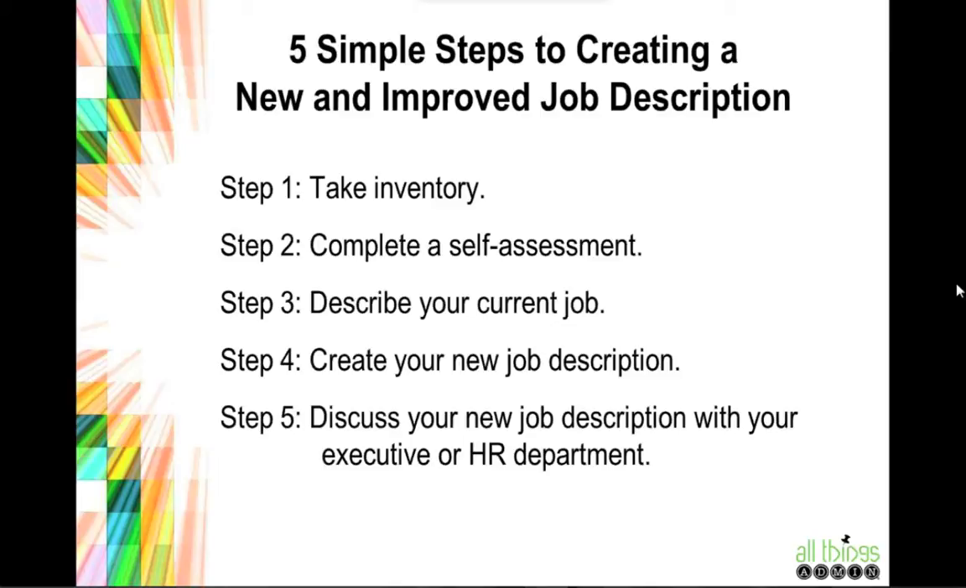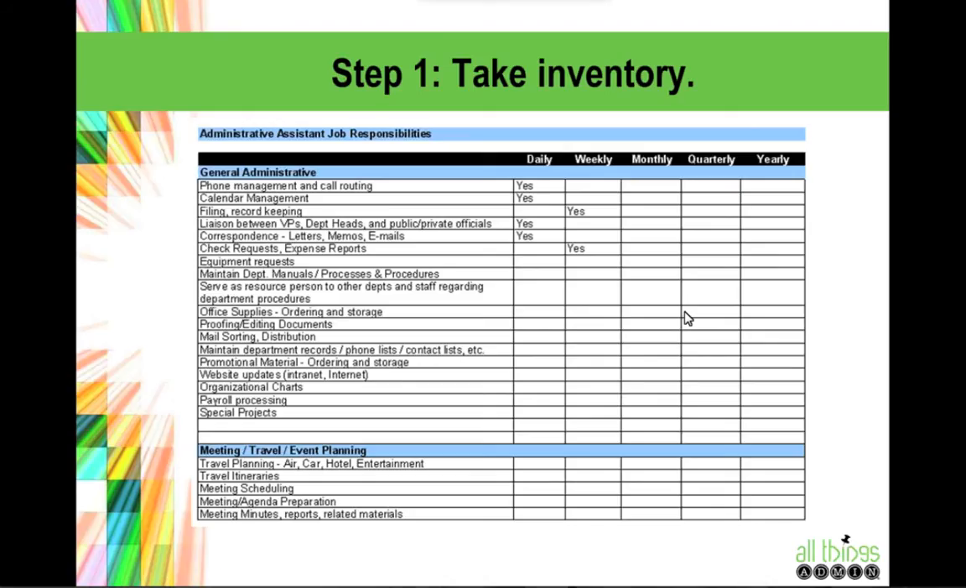So we'll quickly outline the 5 simple steps. Step 1 is take inventory. Step 2, complete a self-assessment. Step 3, describe your current job. And then step 4 is where we actually use what we've done in steps 1, 2, and 3 to create our new and improved job description. And then finally, step 5, discuss it with your executive or HR department and pursue the implementation of it.